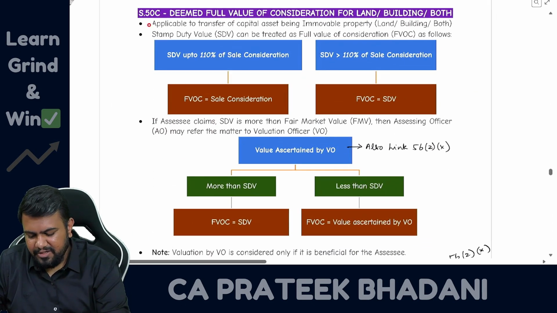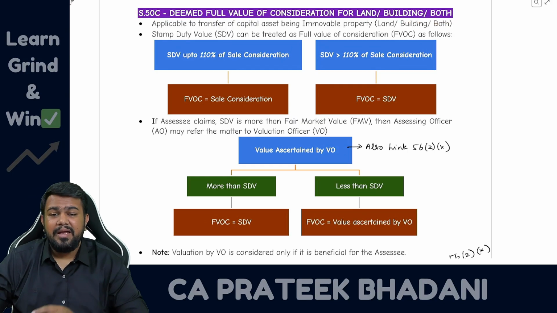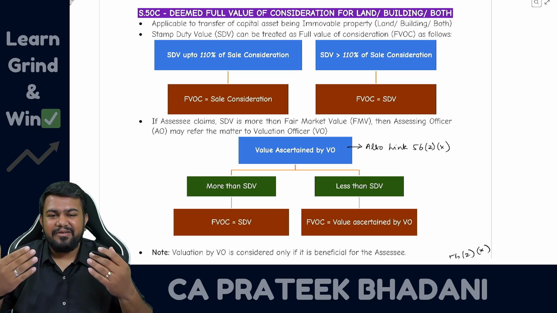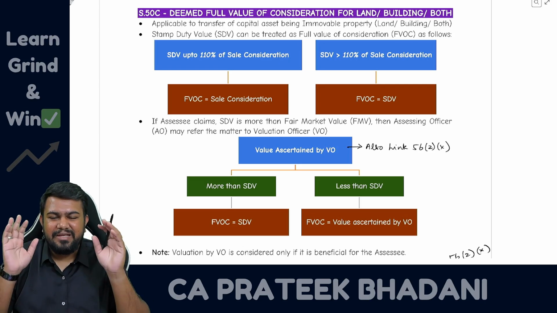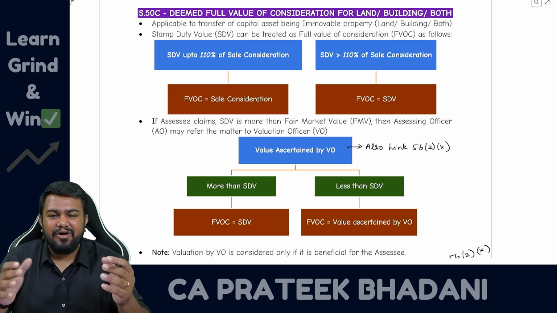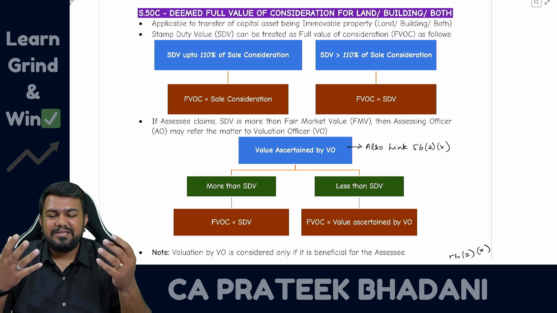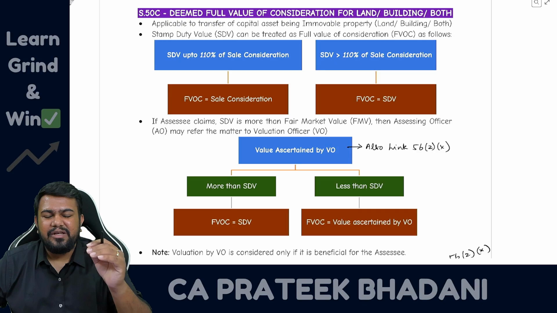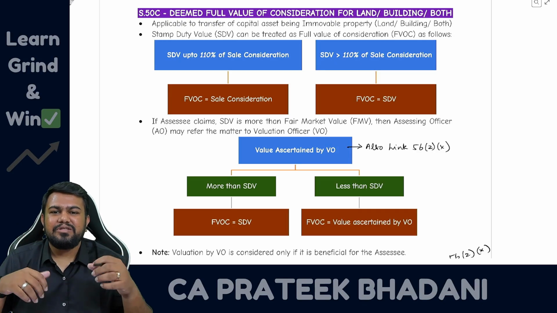Now let's talk about section 50C, deemed full value of consideration for land or building or both. In case of land or building or both, whenever the sale transaction is taking place, you might have heard that a lot of black money is also involved. Let's say 100 crore worth of property is sold from one person to another person. Sometimes what happens, 60 crores is black money, 40 crores is only white money. In such case, the government is very angry because so much black transaction is happening. Since the official value is shown as only 40 crores, the tax paid is very less and the government is not getting the revenue.